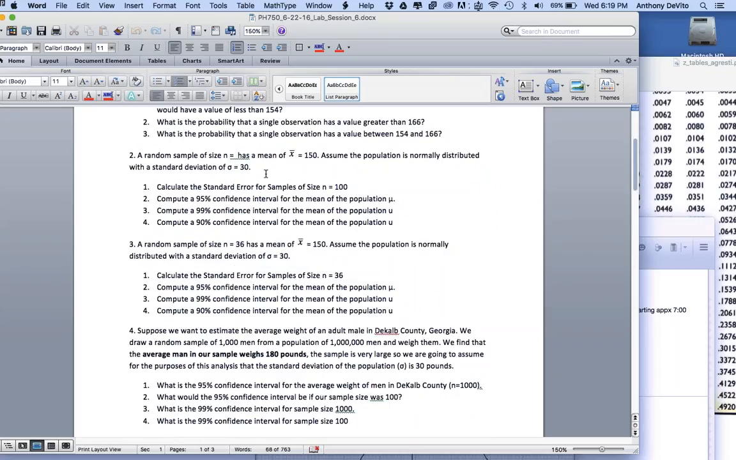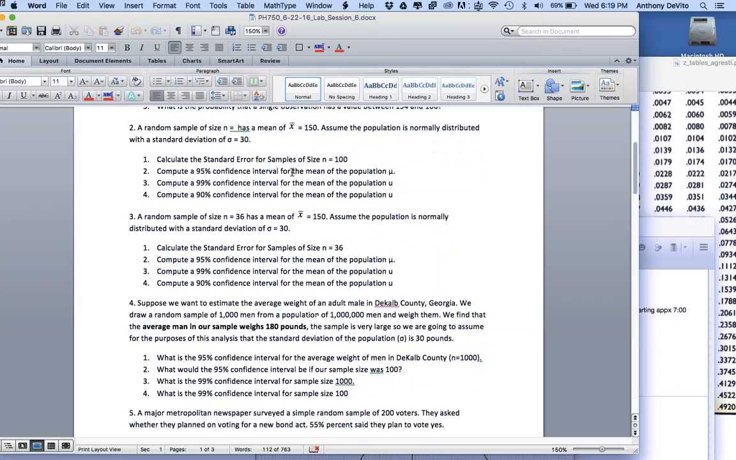Okay, let's take a look at the next sample, see if it's a little bit different. A random sample of size n has a mean of 150. What happened now? We're not dealing with a population anymore. We're dealing with a sample, right? So the mean of the sample is 150. Do we know that it's the population mean? We're hoping it's a good estimate, but we don't know what the population mean is. Assume that the population is normally distributed and has a standard deviation of 30. As I was mentioning, we're going to take that for granted for now.